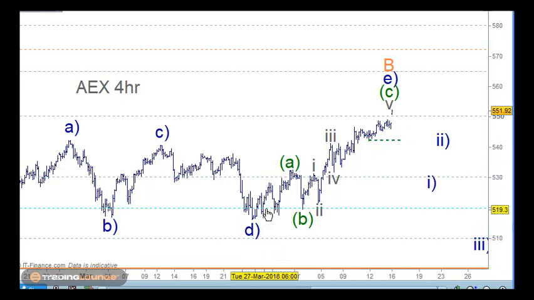But here we've got the same thing, the A wave, the B wave, and then 1 and 2 we've had here, a third wave in this case, a fourth wave to here, and then 1 and 2 and 3 and 4 across here, and then we were looking for wave 5 to move to the upside a little bit higher.